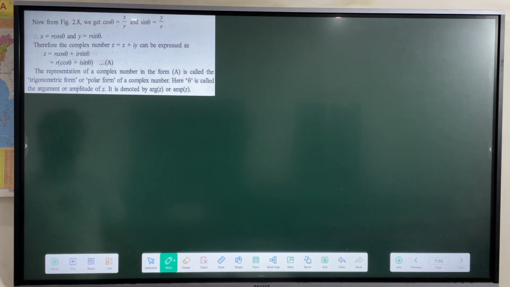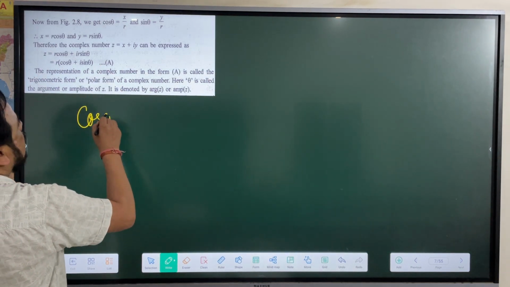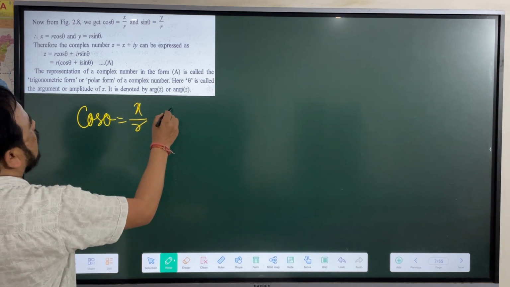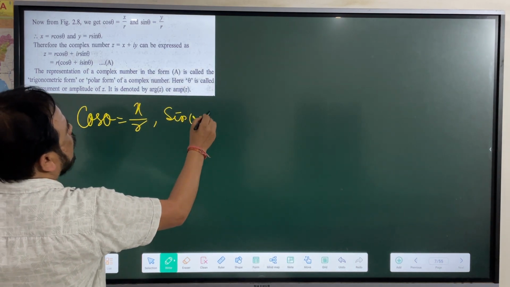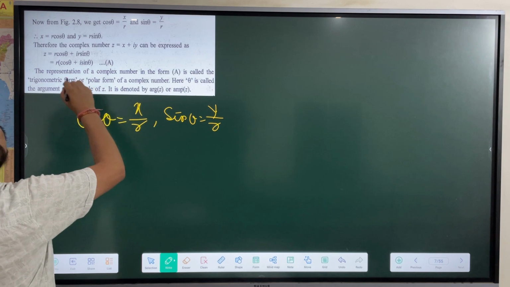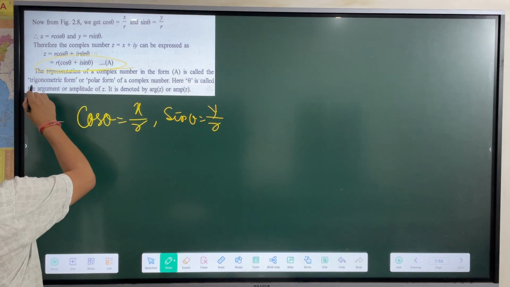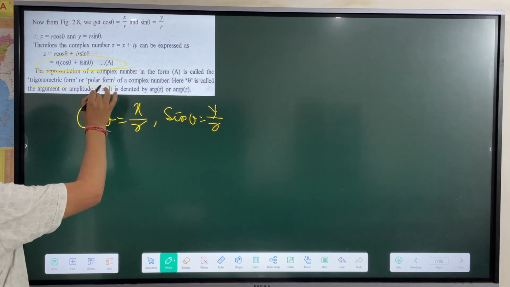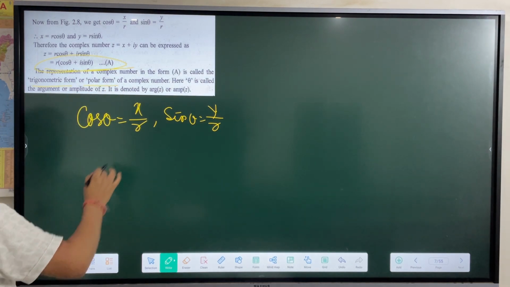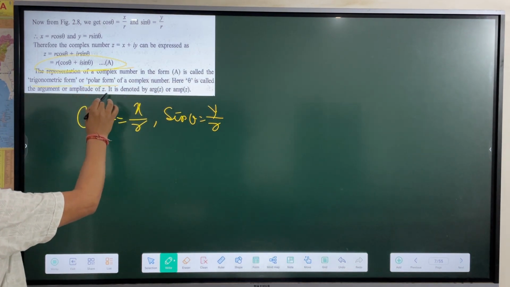So this one I already explained. Cos theta is equal to x by r. Sin theta is equal to y by r. So we have got this in polar form. It is called trigonometrical form or polar form. We will use the term polar form. Theta is called argument or amplitude of z.